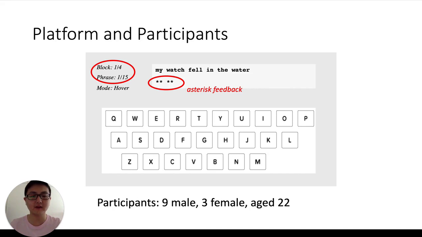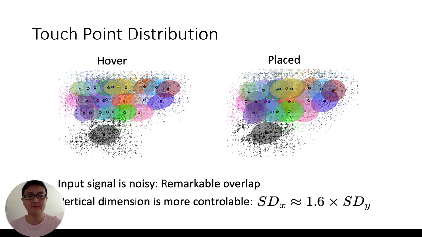Here's a screenshot of the experiment platform. For each mode, there are 4 blocks and 15 phrases in each block. We provide asterisk feedback when a touch is detected to avoid affecting users' touching behavior. A total of 12 people, including 9 males and 3 females, participated in the first experiment.